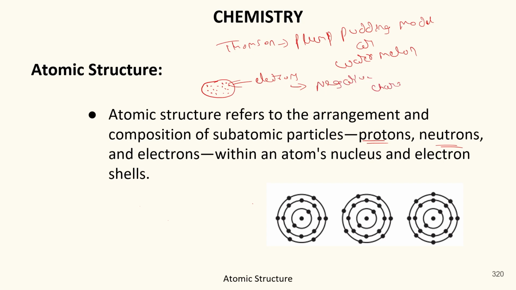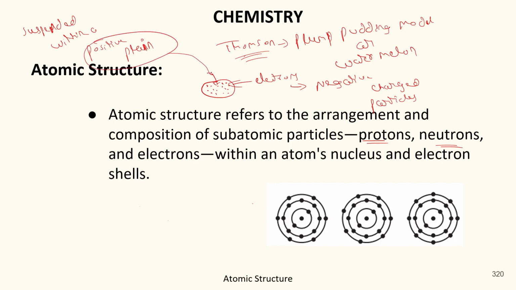Negative charge particles. Okay, and these particles are suspended within a positive plane. Positive plane. So this was the explanation for Thomson model. Like he said, these dots are basically the negative charge particles, and the gap which you can see here is basically the positive plane. Okay, so this was his theory.